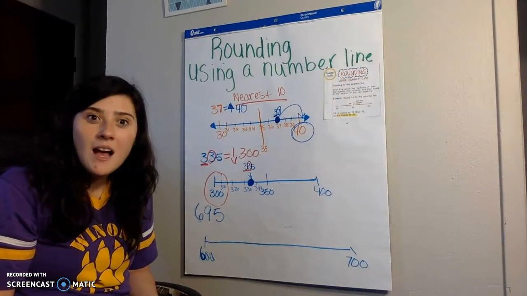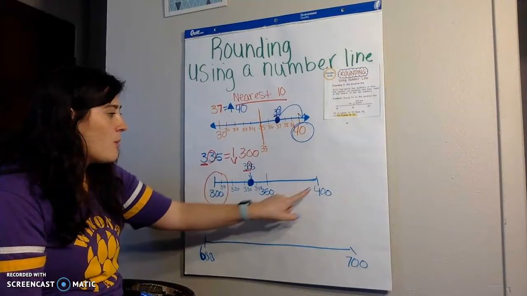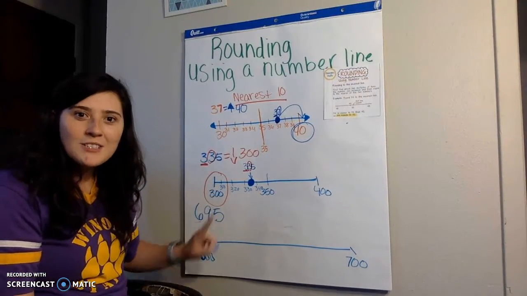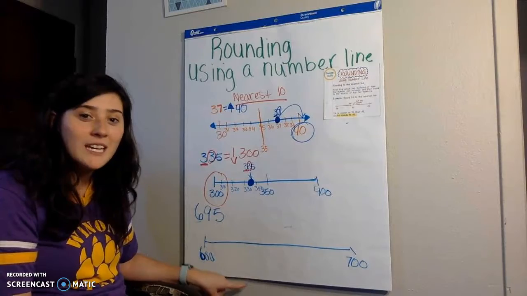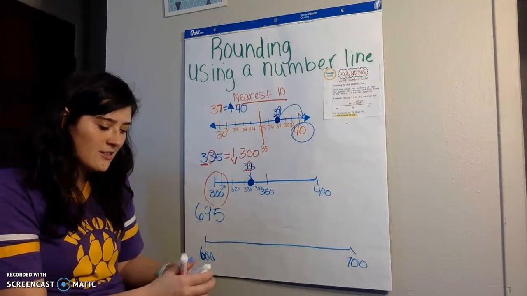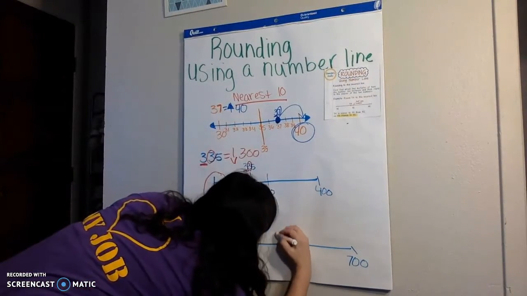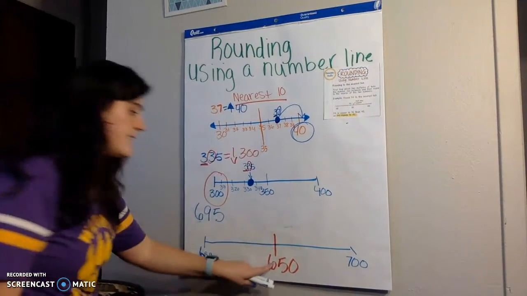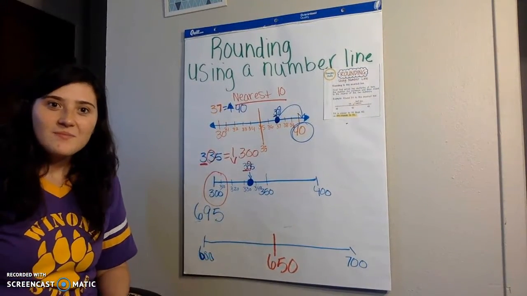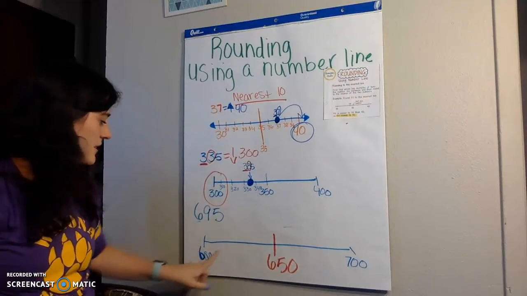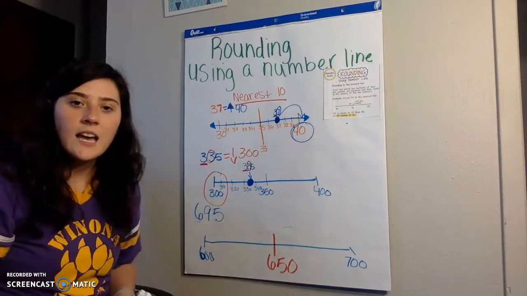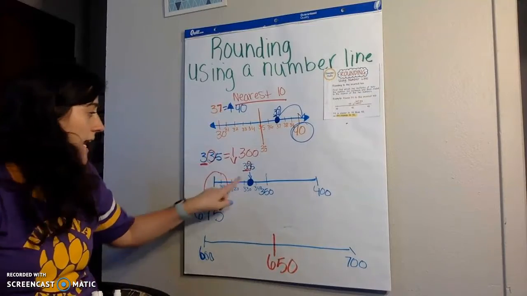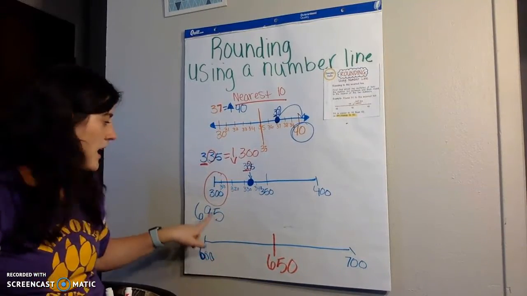So my halfway point is going to be what? Keeping in mind the halfway point between 300 and 400 is 350, my halfway point between 600 and 700 is going to be 650. So there's my halfway mark between 600 and 700.